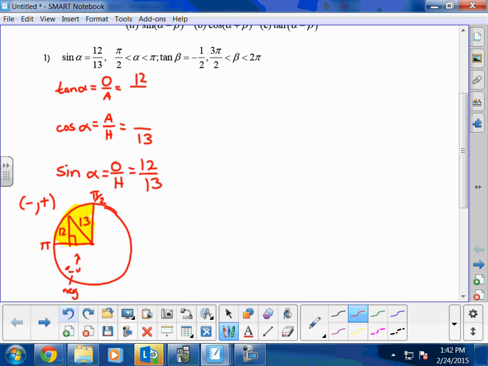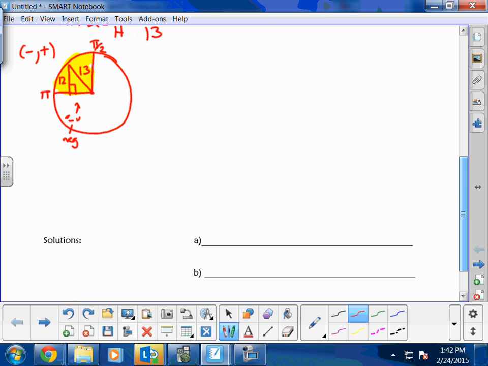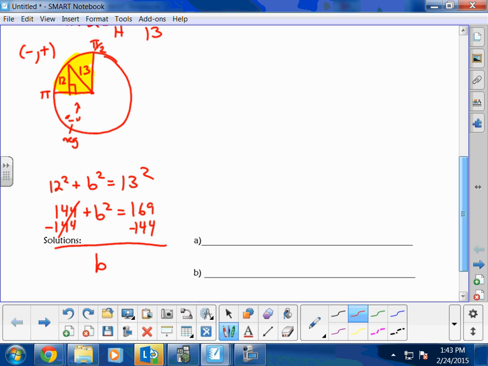So let's go ahead and actually find out what that answer is. And I'm going to do that by applying the Pythagorean theorem. So I'm going to go ahead and write down leg squared plus leg squared is equal to hypotenuse squared. I'll get 144 plus b squared is equal to 169. So I'll subtract 144 from both sides. I'll end up getting that this crosses out. I'll get b squared is equal to 25. And I want to take the square root of that. I find out that b is actually equal to 5.